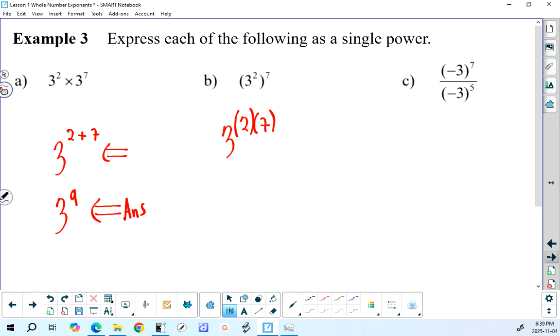If you have to, then you can think of 3 squared to the 7 as 3 squared times 3 squared times 3 squared times 3 squared times 3 squared times 3 squared. I think I have one more to go. 2, 4, 6, yes. 7, 3 squared. And then you could add up all of those exponents. And you're going to get 3 to the 14. So this is equal to 3 to the 14.